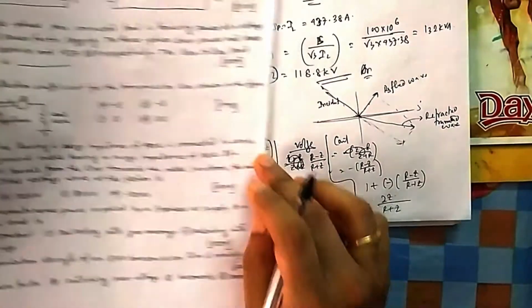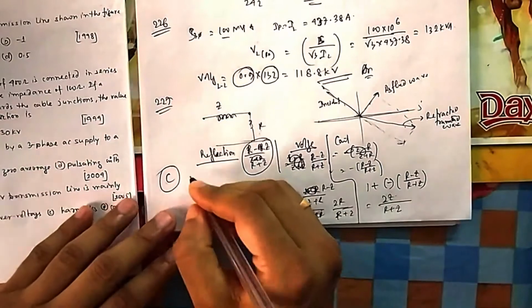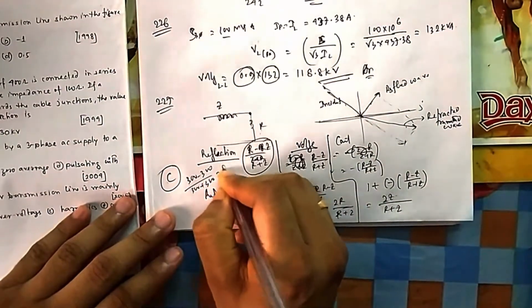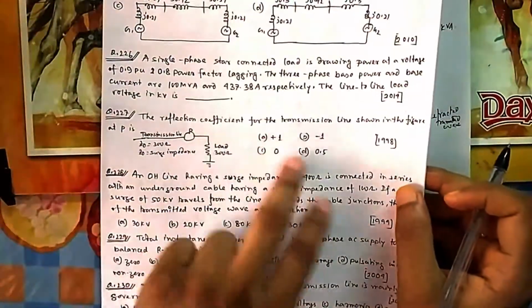So it is 300 minus 300, both are 300, so that's why it is 0. You can think of either voltage or current, for both it is 0. So no confusion, because they have not mentioned whether it is voltage or current.